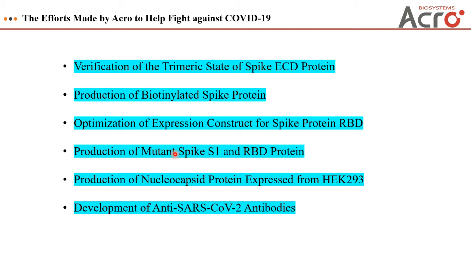ACRO has worked hard on developing products that can be used in antigen test and antibody test development. We have made the following efforts to provide high-quality products to our customers and help fight against COVID-19, including verifying the trimeric state of our spike ECD protein product, the production of biotinylated spike protein, optimizing the expression construct for spike protein RBD, producing mutant spike S1 and RBD protein and wild-type nucleocapsid protein from HEK293 cells, and lastly, developing anti-SARS-CoV-2 antibodies.